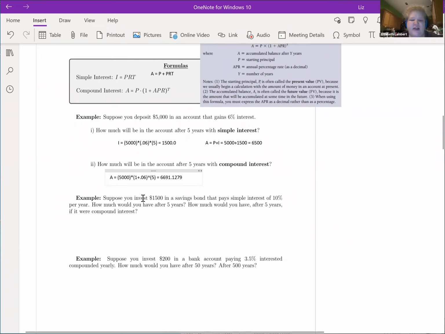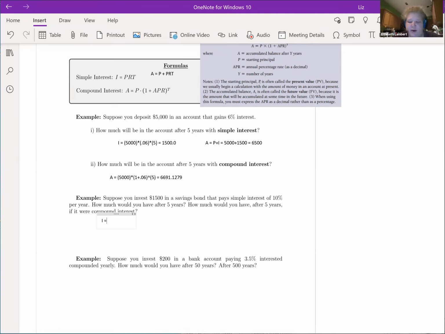So suppose you invest $1,500 in a savings bond that pays simple interest of 10% per year. How much would you have after 5 years? How much would you have after 5 years if it were compound interest? So, like pretty much the same thing we just did, but with different numbers.